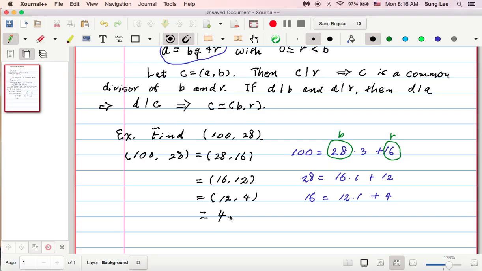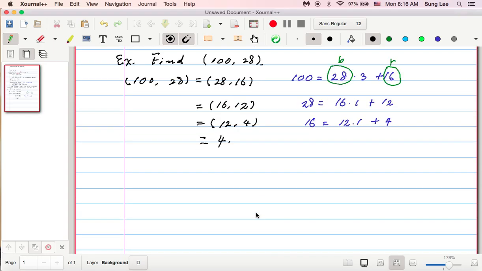Okay, good. Excellent. Now the next thing we want to do is find m and n satisfying the following equation, the Diophantine equation I was talking about earlier: m times 100 plus n times 28 equals the GCD. Let's talk about this.